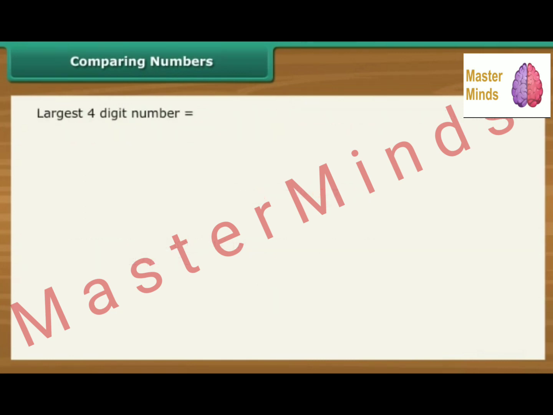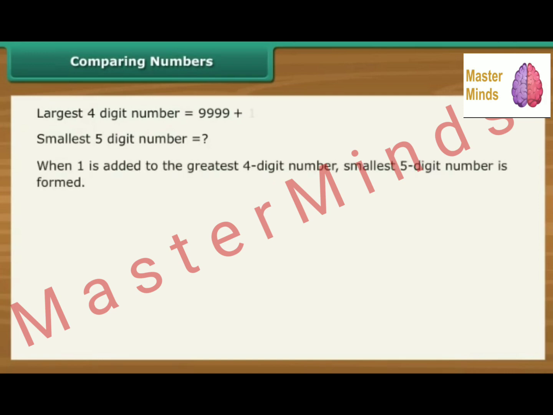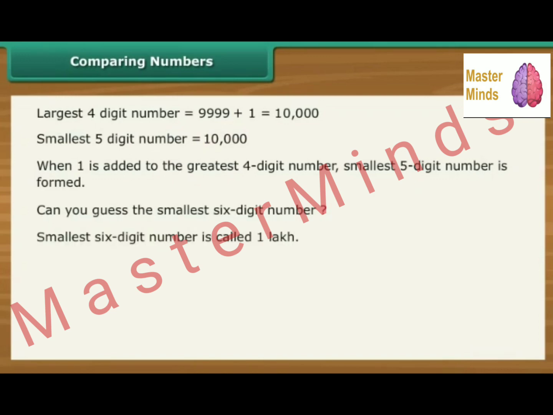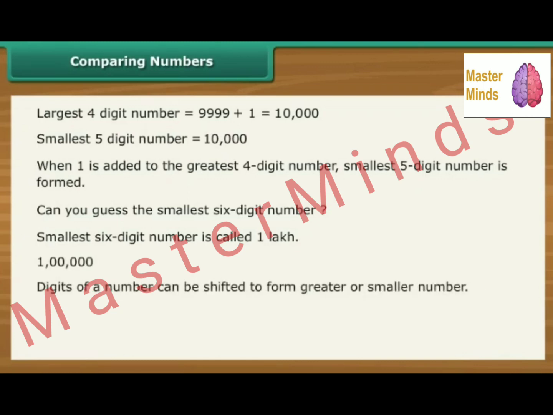The largest 4-digit number is 9,999. What should be added to this number to make smallest 5-digit number? The answer is, we need to add 1. Let us find out. On adding 1 to 9,999, we get 10,000, which is smallest 5-digit number. Can you guess the smallest 6-digit number? Smallest 6-digit number is 1 lakh. Digits of a number can be shifted to form greater or smaller number.